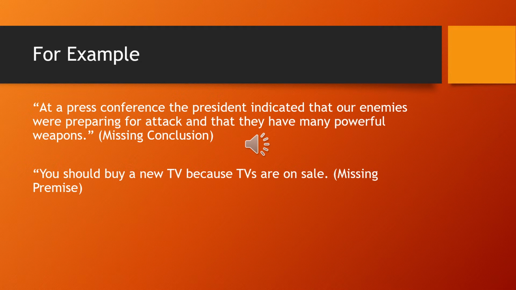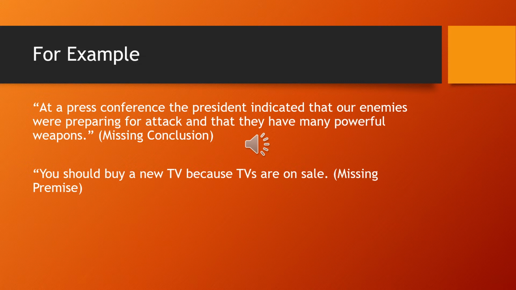Now, a less dangerous situation involves buying a TV. Here's an enthymeme where a premise is missing. You should buy a new TV because TVs are on sale. Well, we know that because is a premise indicator word. So the idea that TVs are on sale is one of the reasons we're given why we should buy a new TV. But notice we're not given enough reason to buy a new TV.